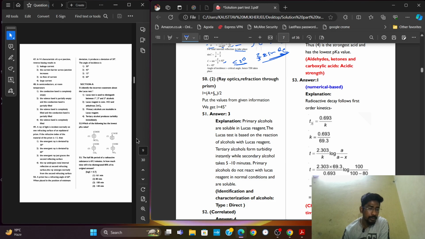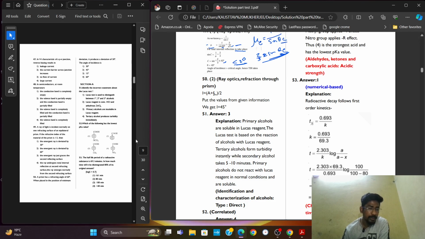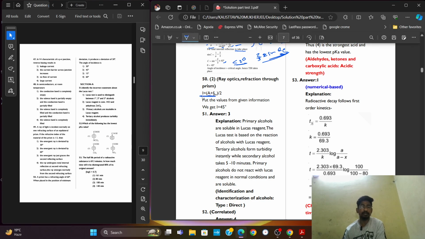Last question: a prism of refracting angle 60 degree is placed in the position of minimum deviation. The minimum deviation delta is given as 30 degree, and the angle of prism is 60 degree, right? So you have to calculate the angle of incidence. The angle of incidence equals the average of these two, 30 degree plus 60 degree by 2, which equals 45 degree. Answer 2 is correct.